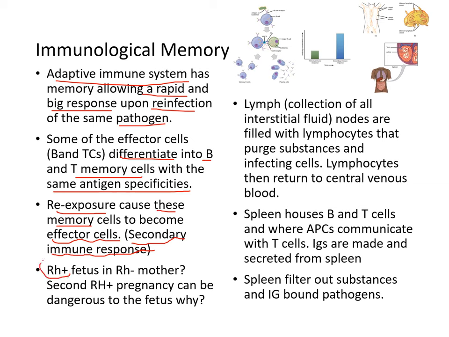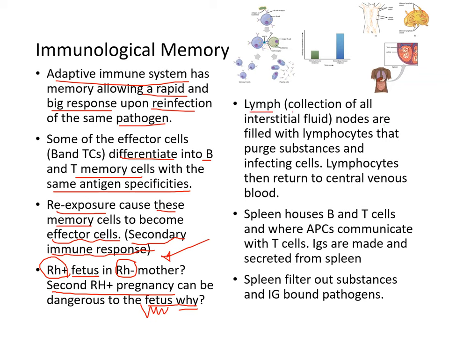We all heard of a rhesus factor. If a rhesus negative mother carries a rhesus positive, Rh positive fetus, her second Rh positive pregnancy can be dangerous to the fetus. Why do you think that is? Because the Rh minus mother will develop immune response to the rhesus factor, and the mother's immune system will attack the fetus.